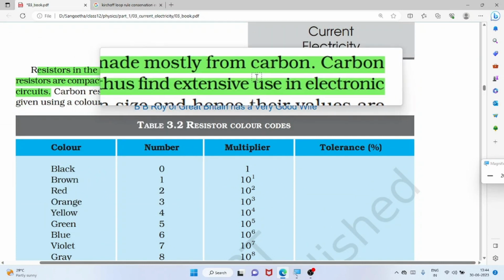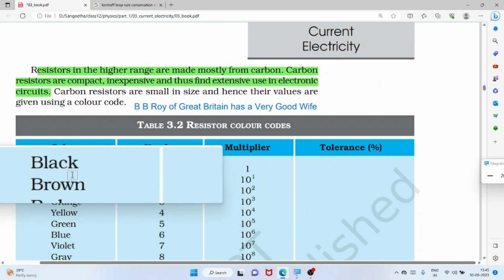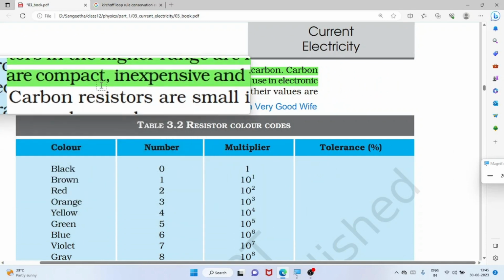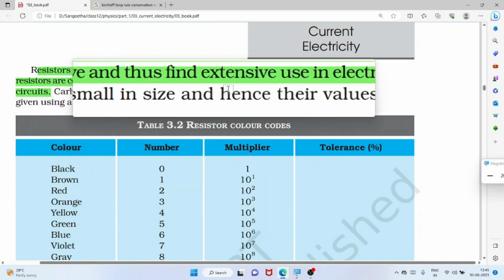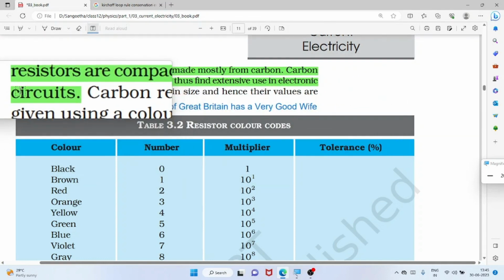Resistors in the higher range are made mostly from carbon. Carbon resistors have the higher resistance. The carbon resistors are compact, inexpensive, and thus find extensive use in electronic circuits.